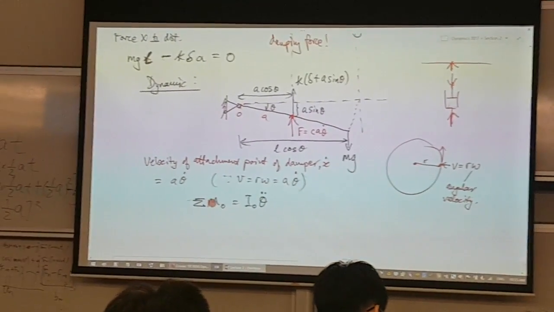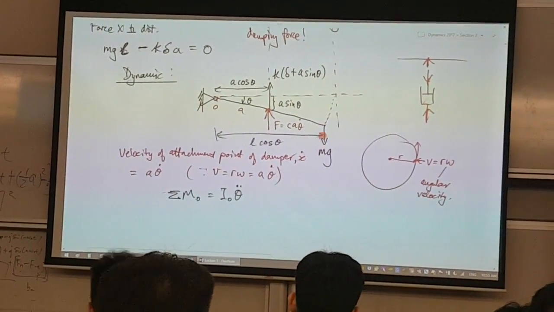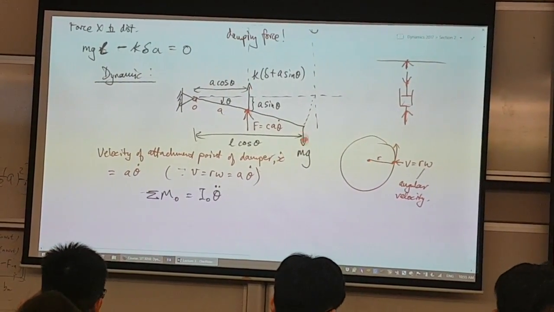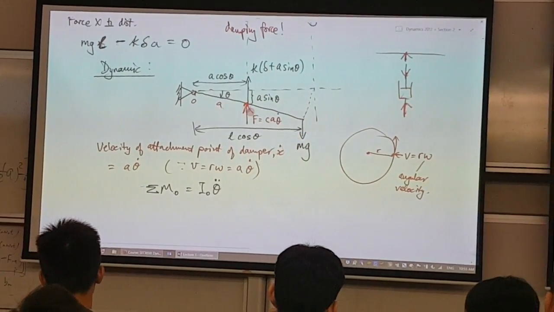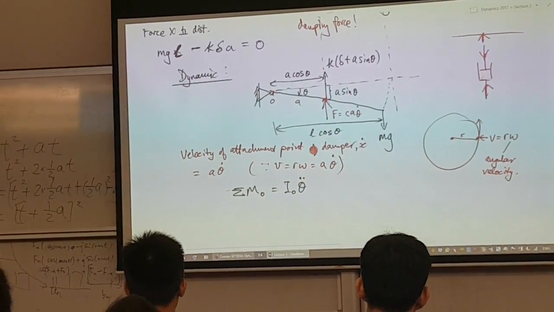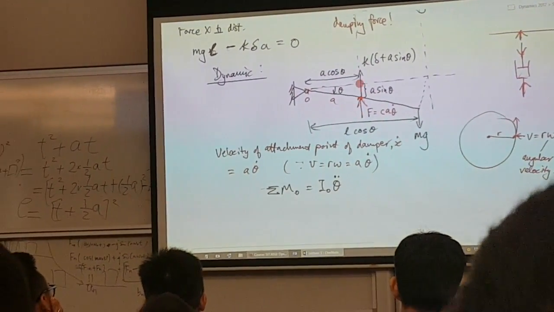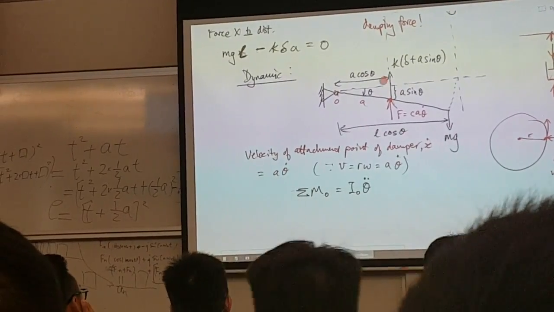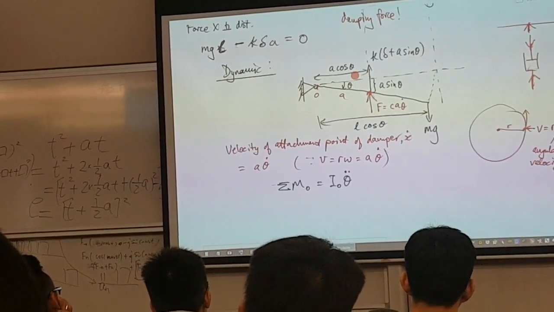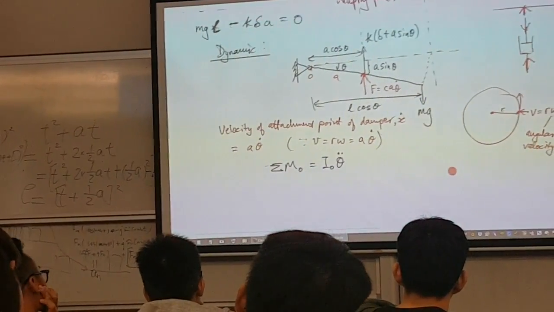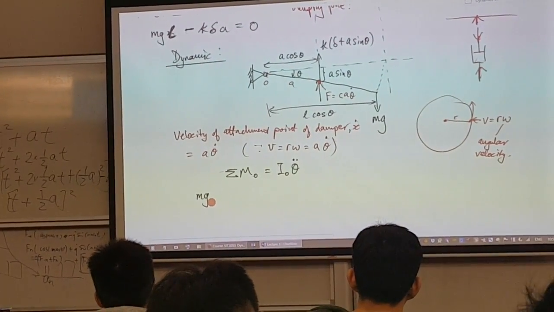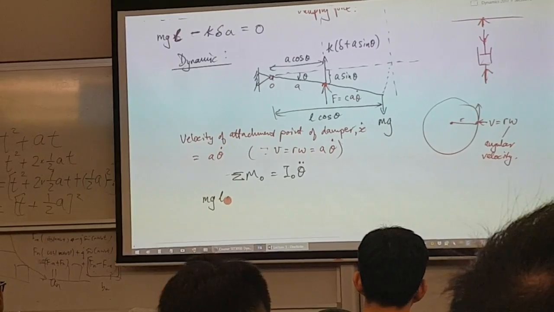So summing up the moments, we have quite a few forces: mg, the damping force, and the spring force. Mg is along our convention, so it will rotate clockwise, so it's a positive moment. The damping force and the spring force are counterclockwise, so both give us a negative moment. First, mg: force multiplied by perpendicular distance, that's L cosine theta.